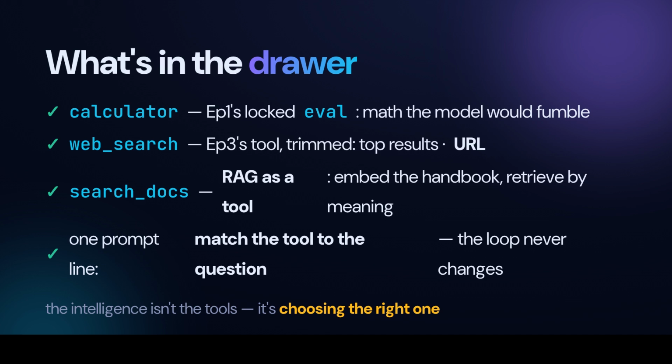Wire all 3 into a dictionary and add 1 line to the prompt. Here are your tools. Match the tool to the question. The honesty rule from before still holds. We stop the model right after its action and feed it only the real observation. Same loop. 3 tools. 1 new skill. Choosing.